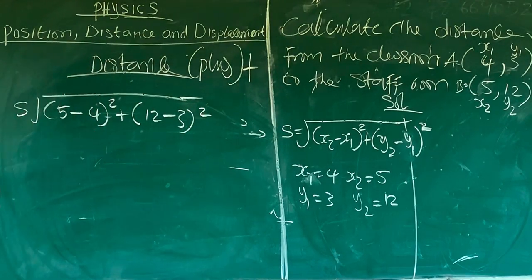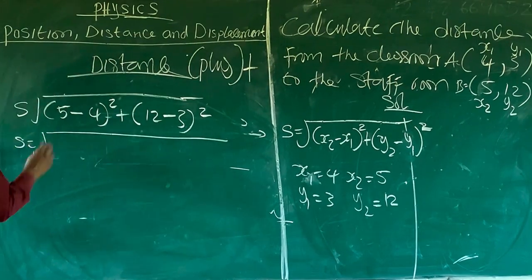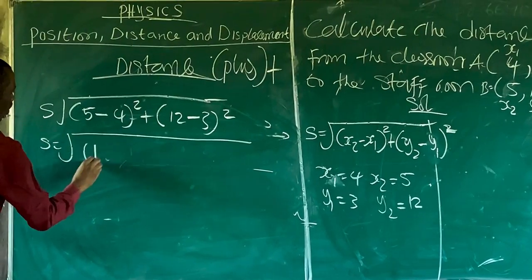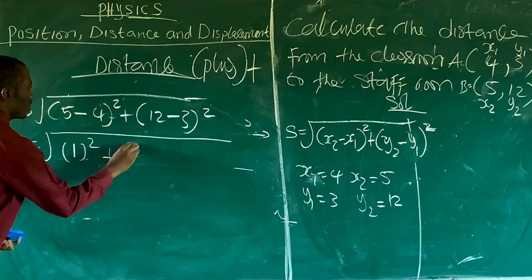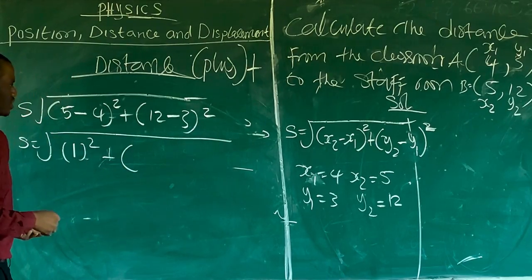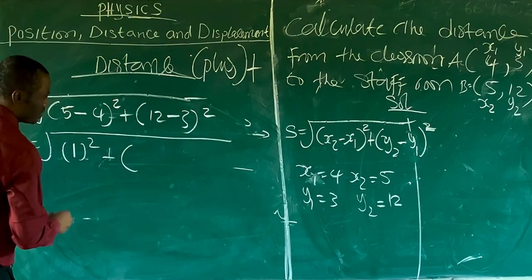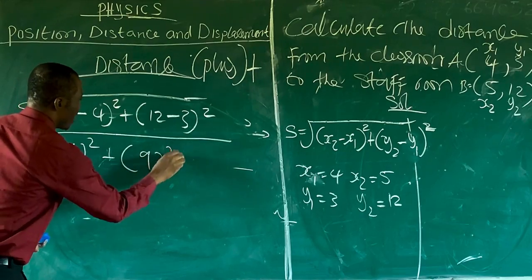Now let's use the calculator. We have the value of d equals the square root of (5 minus 4), which is 1, raised to the power of 2. 1 raised to the power of 2 is still 1, plus 12 minus 3, that is 9. Okay? 9 raised to the power of 2.